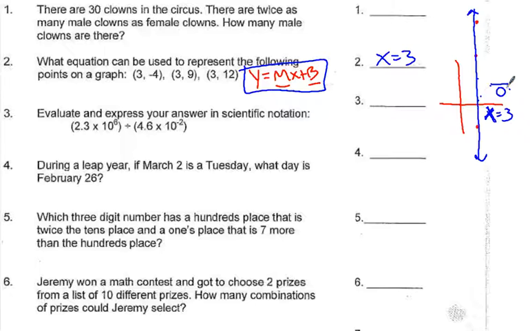Problem number 3. We are looking at scientific notation. And so I'm going to write this as a division problem using a fraction bar. So we have 2.3 times 10 to the 6 over 4.6 times 10 to the -2.